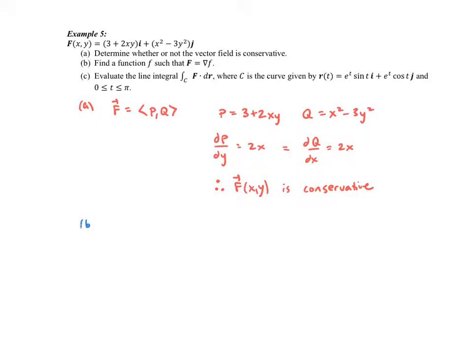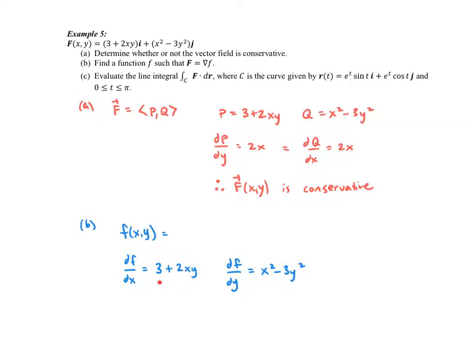So for part B, we're going to come up with a potential function. Remember that you just use a little bit of intuition here and try to come up with some ideas and test whether or not they work. We know that if it is truly conservative, then the partial derivative of f with respect to x is going to be 3 plus 2xy, and the partial derivative of f with respect to y is x squared minus 3y squared. So let's take a look at our first one.